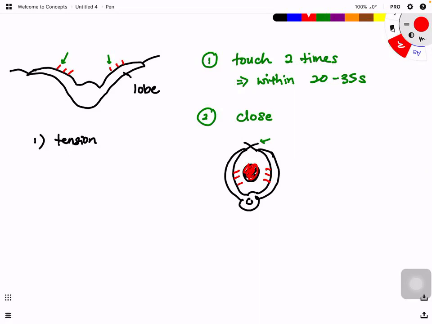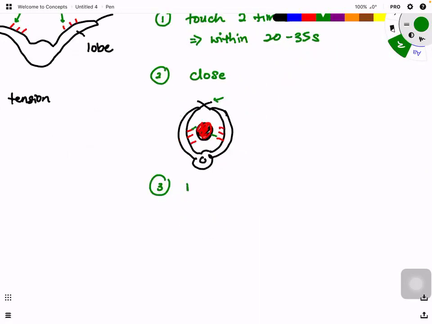So when the insect is trapped inside already, what will happen? The insect even tries to find a way to move out, right? So the third thing, when it touches the hair more, it will stimulate the release of enzyme by exocytosis. So the leaf surface will secrete the enzymes. These enzymes are going to hydrolyze the insect.